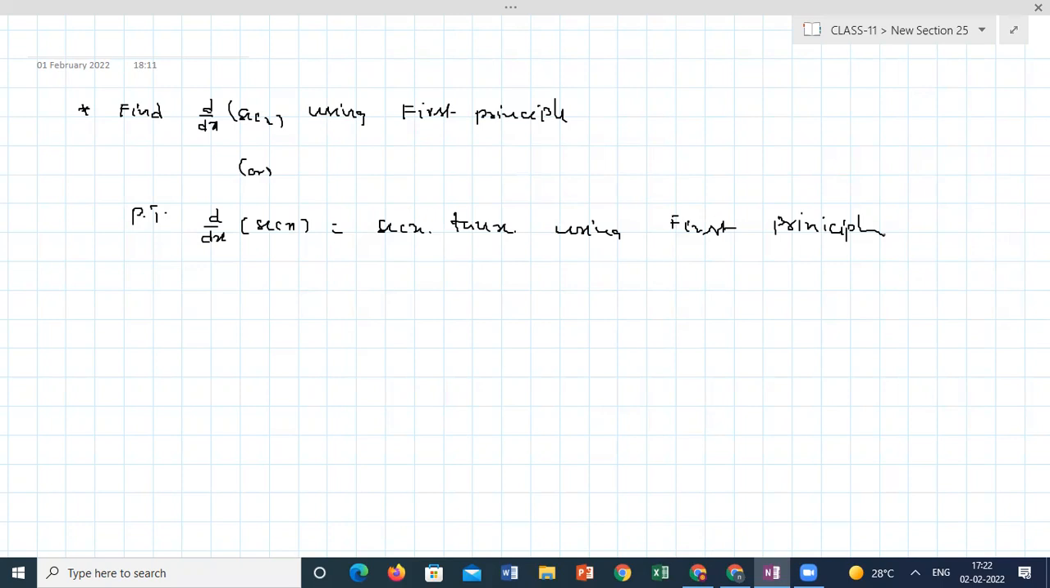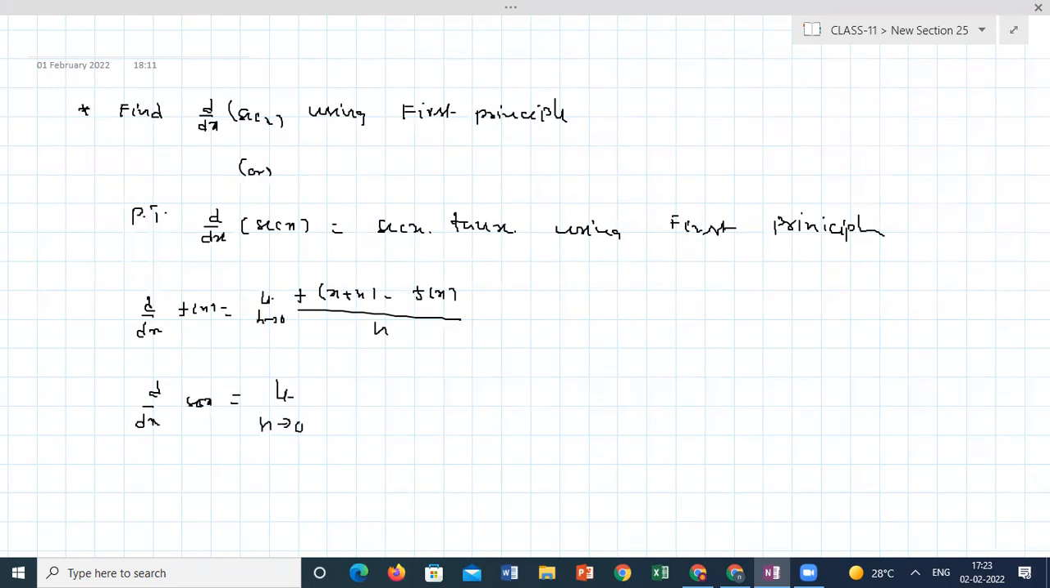Anyone done? Anyone got the answer? What is the differentiation formula? The differentiation of a function using first principle is equal to limit h tends to 0 of f of x plus h minus f of x divided by h. Here my function is secant x. So limit h tends to 0 of secant of x plus h minus secant x divided by h. If I substitute h directly as 0, you will get 0 by 0, which is an indeterminate form.